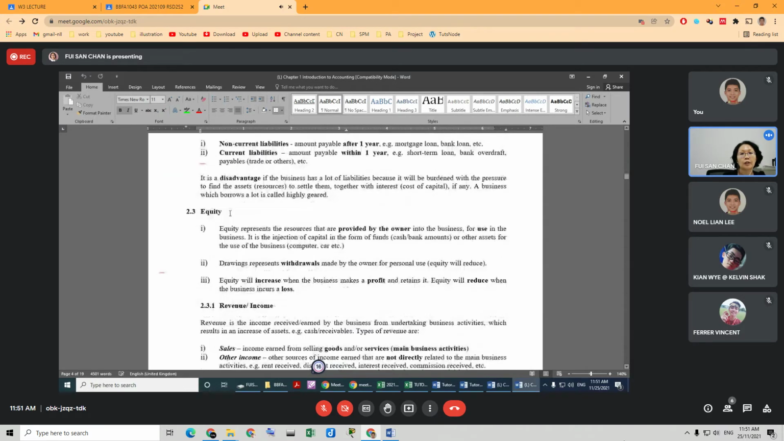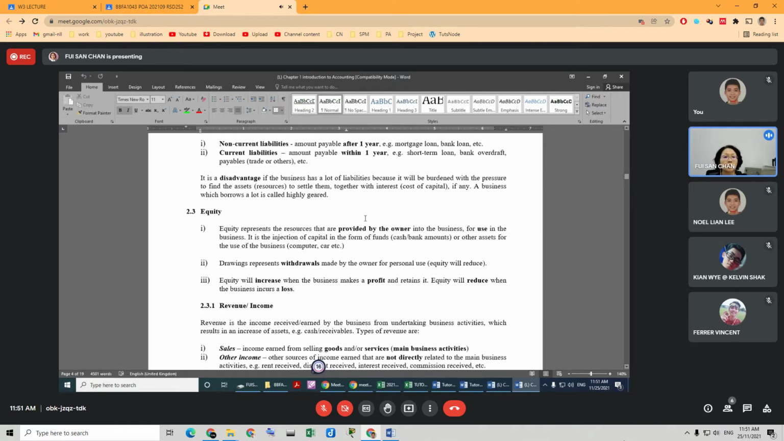Now, is it good to have a lot of liability? No, liability is actually a burden to a business. So we try to control our liability, not too much. Imagine if you have a very high borrowing, any money that you borrow is not free. You need to pay interest, right? So this is the part that actually burdens you.